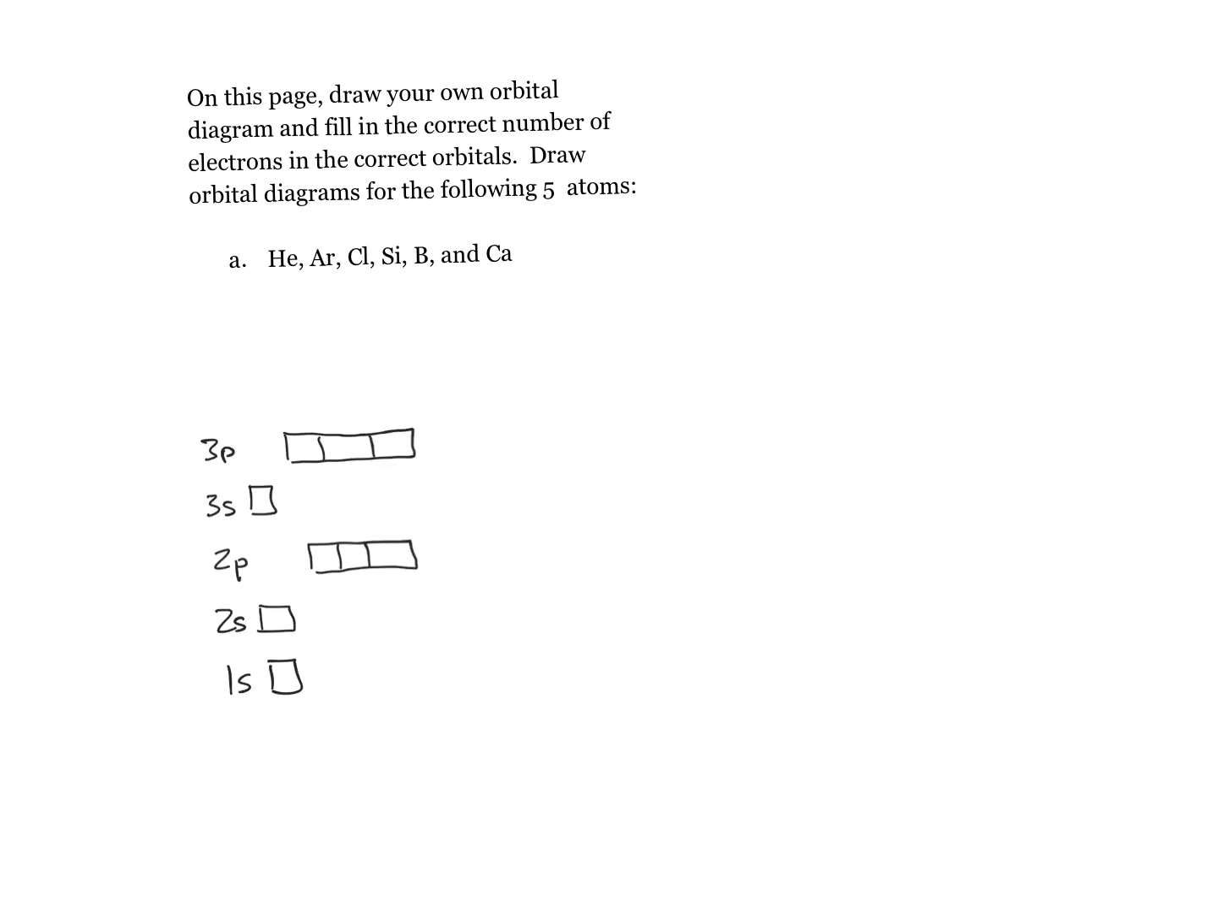I just copied that down, and now you're going to fill that in for each of the following: helium, argon, chlorine, silicon, boron, and calcium. Draw a little orbital diagram for each one of those.